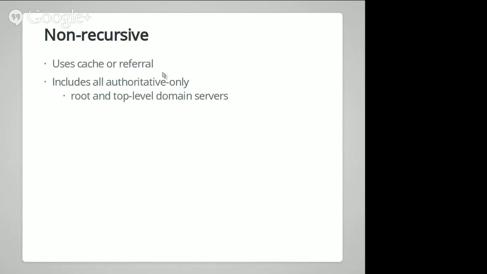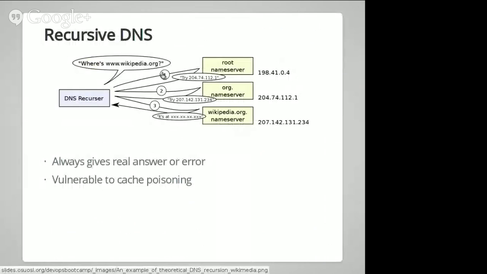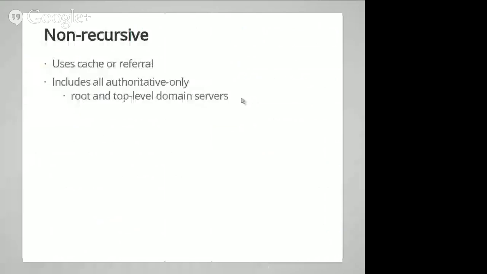This uses a cache or a referral system, so rather than just going back with, here's the IP that you should try for wikipedia.org, it'll give you a referral directly to there.